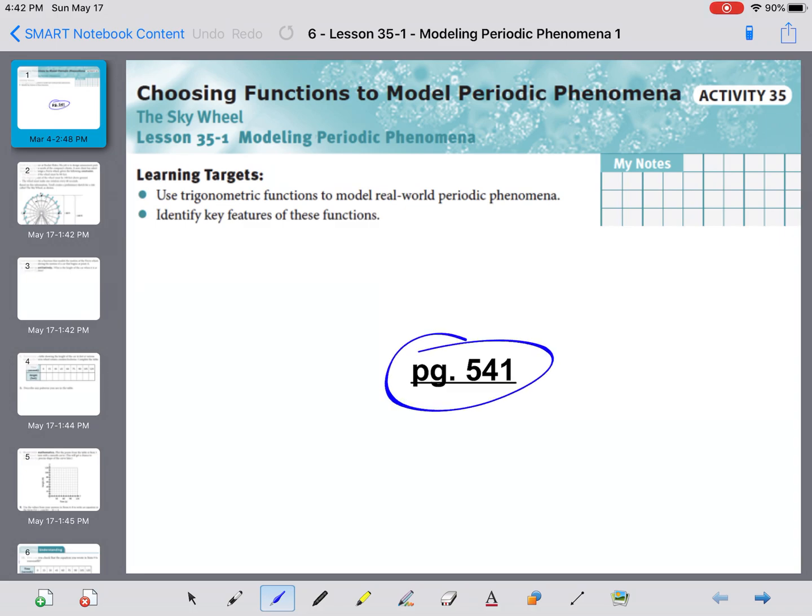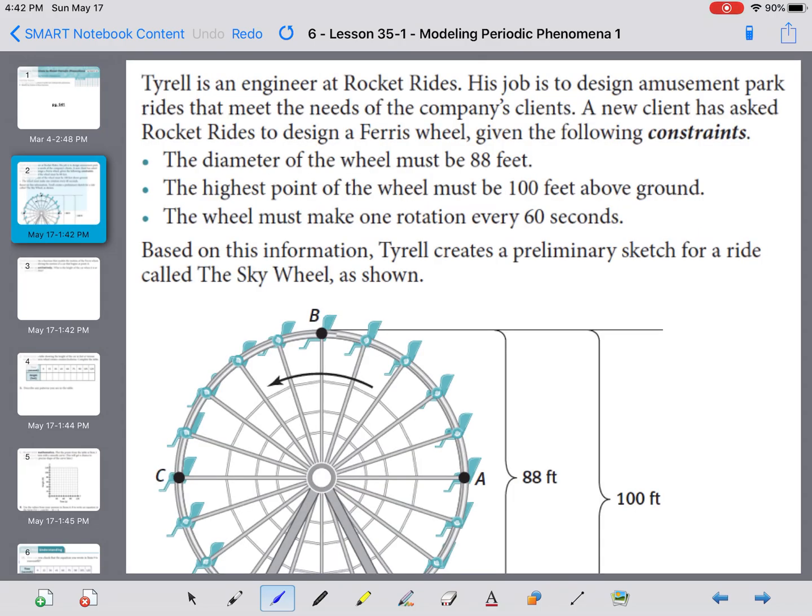So today we are on page 541 in the book. We are looking at modeling periodic phenomena. We're going to use the sine and cosine functions in some real-life application here. So here's the first problem. You can take a second and read the situation here.